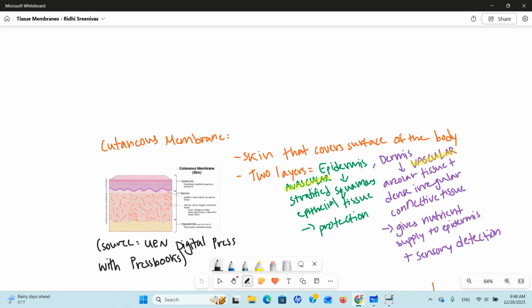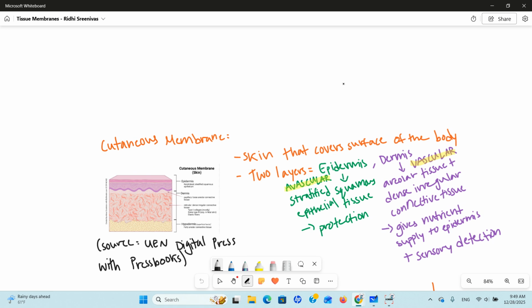So first we're going to look at the cutaneous membrane, which is quite literally the skin that covers the surface of your body. It has two layers. There's the epidermis and dermis, which are examples that I've actually brought up a lot in the series. So hopefully these terms look familiar. But basically the epidermis is the outermost layer of your skin. It's the one that you can see right now and is composed of stratified squamous epithelial tissue that functions to basically provide protection since it is the outermost layer of your skin.